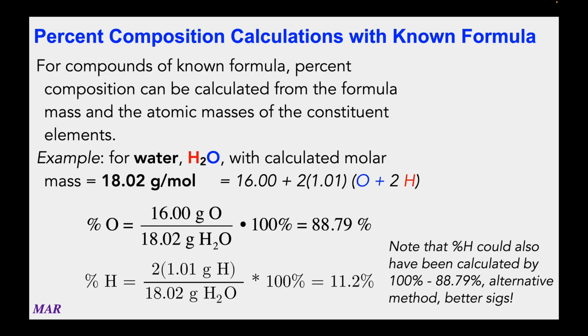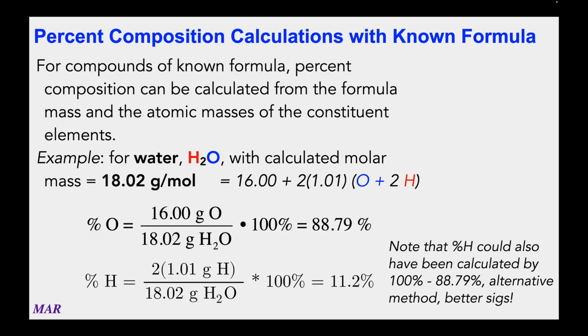To find the percent hydrogen, you could do something similar. You would take the mass of the hydrogen. There are 2 hydrogens, which are each 1.01 grams, divided by the total mass times 100, 11.2%, and that's fantastic. However, you would get better sig figs here by going 100% minus the percent oxygen, which is legit too. So instead of 11.2%, you would get 11.21%, which is 1 sig fig better. Not a big deal, but either way would be fantastic here, and you get the idea of how this works.